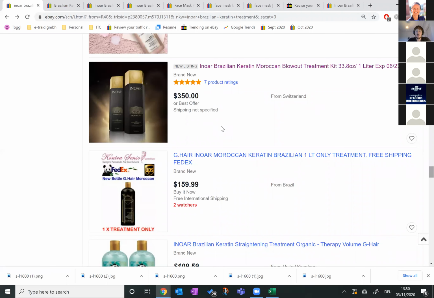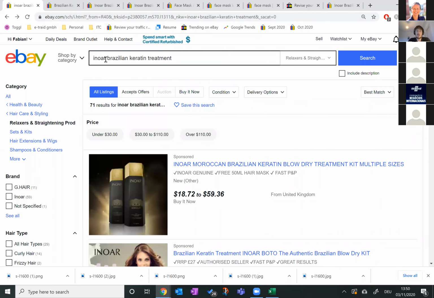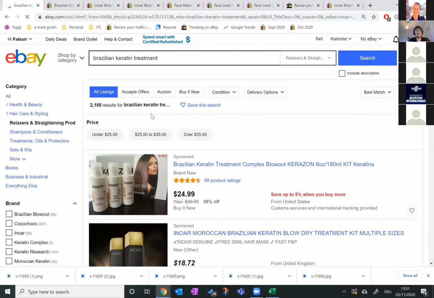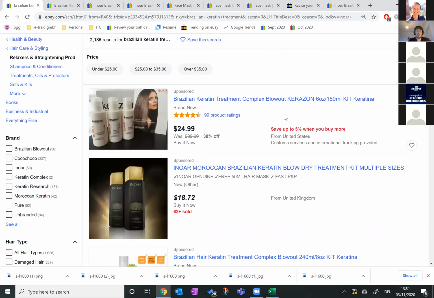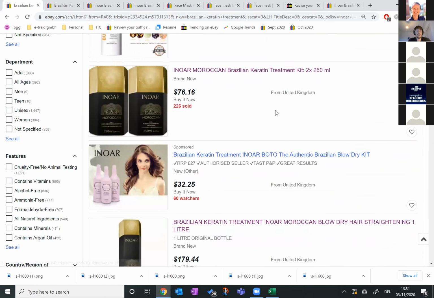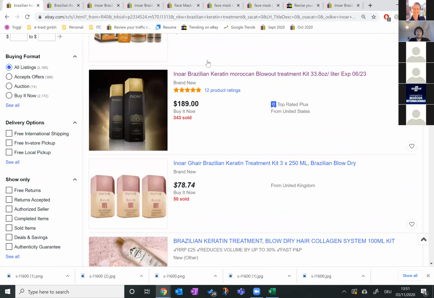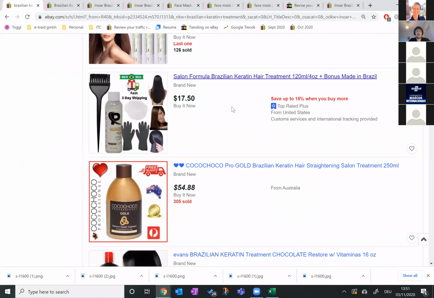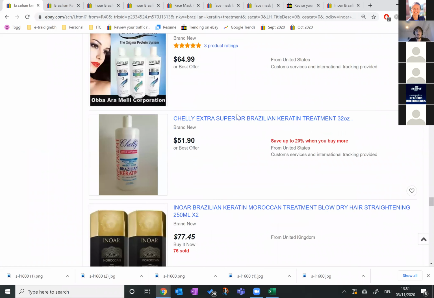Just to say, many buyers would not be looking for the brand. They would just be looking for Brazilian keratin treatment, and then now we're looking at 2,000 products, and we'll probably see the seller. Yeah, here we go again. So here we have the successful seller that we looked at before, but I can guarantee you that my listing will not appear on the first page here.